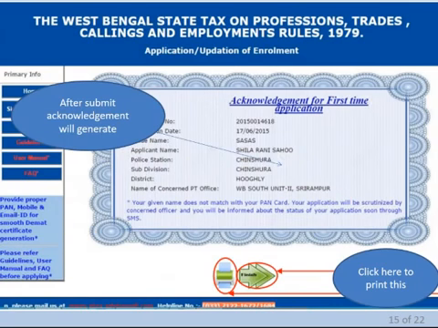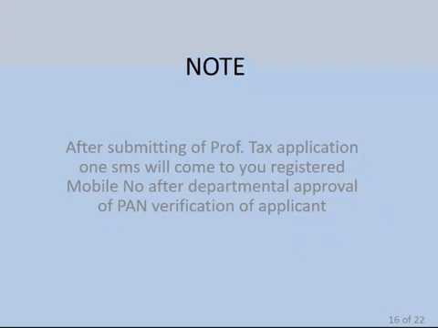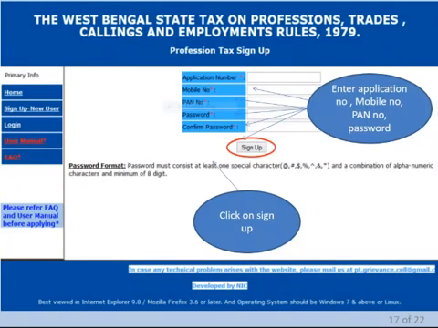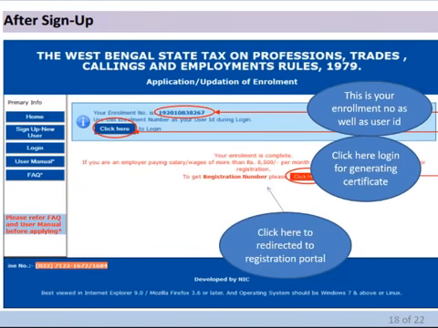This is the acknowledgement for the first time applicant. After submission, the acknowledgement will be generated like this. You have to click on the finish button to print the acknowledgement form. After submitting a professional tax application, one SMS will come to your registered mobile number after departmental approval of PAN verification of the applicant. Here, enter your application number, mobile number, PAN number, password and then click on the sign up button. This is your enrollment number as well as user ID, both.